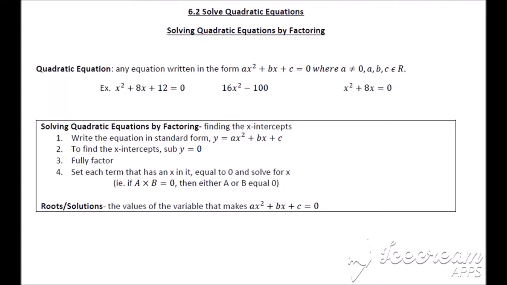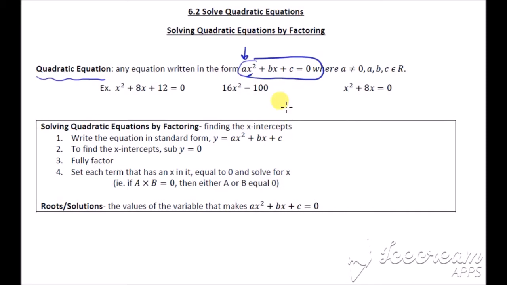6.2, solve quadratic equations and solving quadratic equations by factoring. Okay, so a quadratic equation is any equation written in this form, ax squared plus bx plus c equals 0 or equals y, where a does not equal 0. So all that means is that it has to have that x squared term, and a, b, and c are just elements of the real number system.